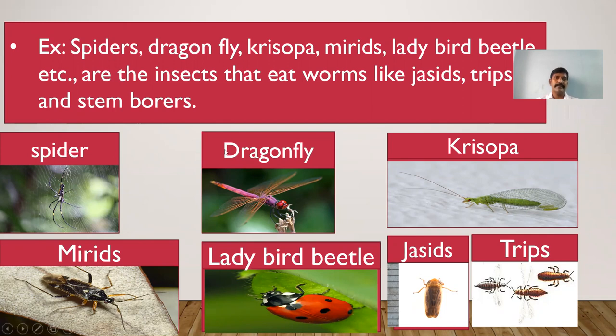One more time, look here: spiders, dragonfly, chrysopa, merids, ladybird beetle, jassids, thrips. These, up to ladybird beetle, are helpful insects that eat pests like jassids. All these five insects are helpful to eat the jassids. Jassids and thrips are the harmful insects which can cause harm to the crops. They can cause different diseases in plants, eat the plant leaves and suck the juices of the leaves. To control these jassids and thrips, the spider, dragonfly, chrysopa, merids, and ladybird beetles are helpful.